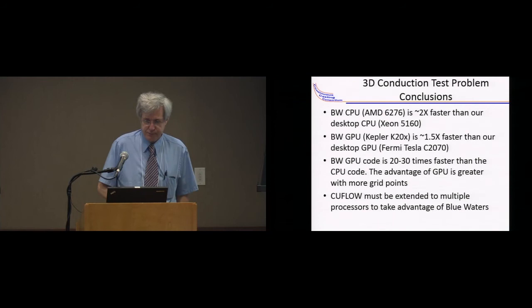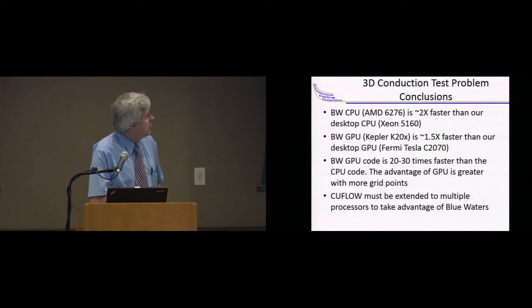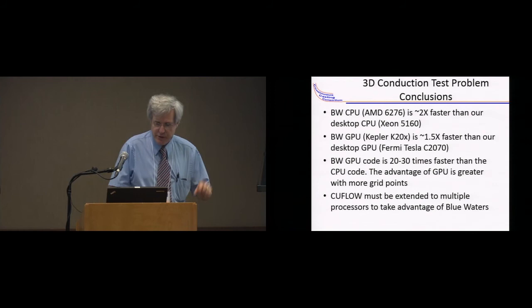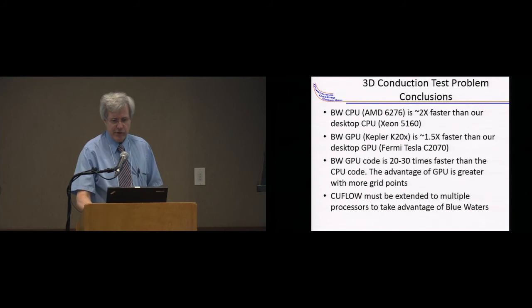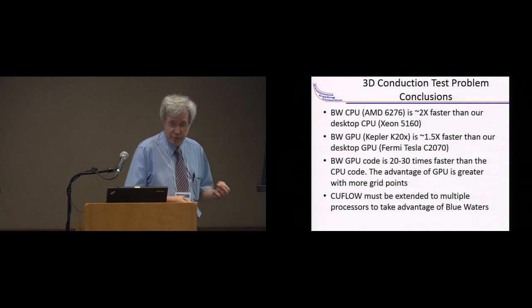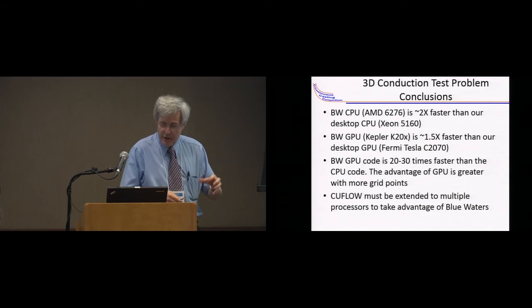In terms of each processor, it's about double the speed, but the GPU code is 25 to 30 times faster. So we're really excited about the impact of using the graphics processor instead of the CPU to do these calculations. We need to do some more work to take advantage of the parallelism of Blue Waters. One way is just to run different simulations on different processors. Another way is if we can possibly use multiple processors, but we're still working on that.